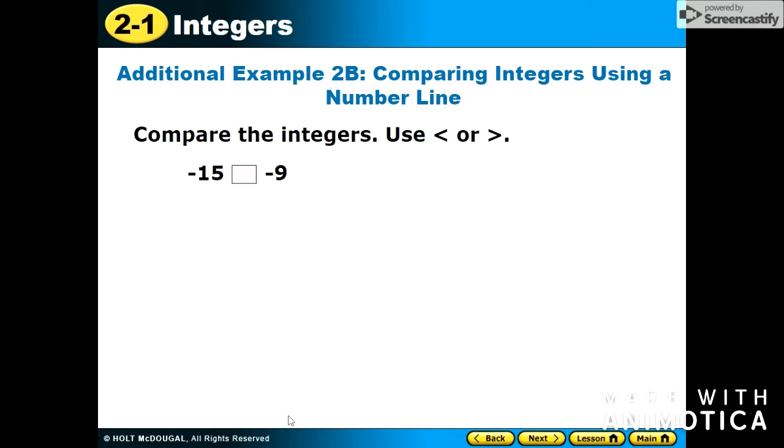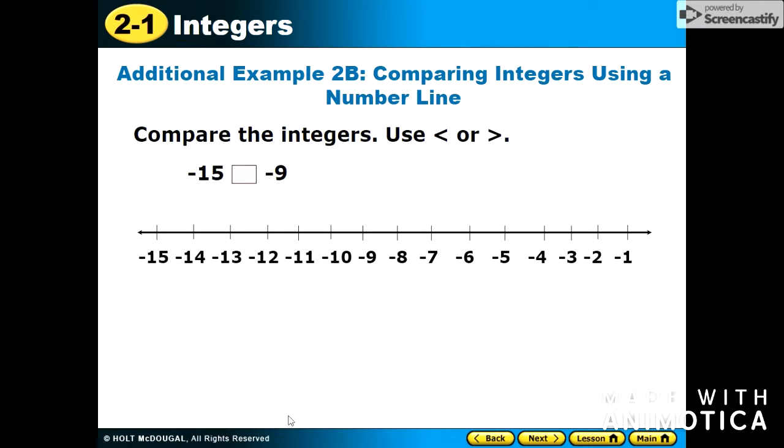Okay, this is the second one, letter B for example 2. So why don't you pause the video and try this one out. Okay, so first, use a number line. It's pretty helpful. Plot -15 and -9 on your number line. So there's -15, there's -9. And again, numbers further to the right are greater. Numbers further to the left are smaller.